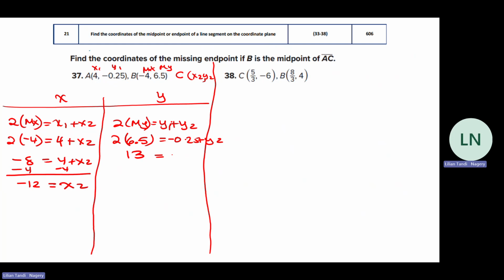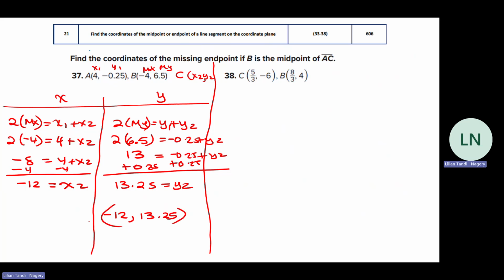And this should give you negative 0.25 plus y2. Plus 0.25, plus 0.25. That should give you 13.25 equals y2. Your answer is negative 13.25. Just like that. What half are we looking for? C. And you box your answer. Make sure your half is a capital letter because it's representing a point.